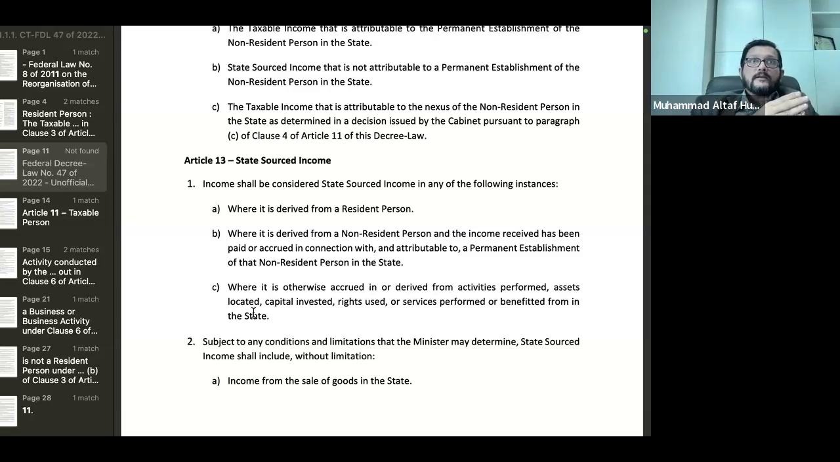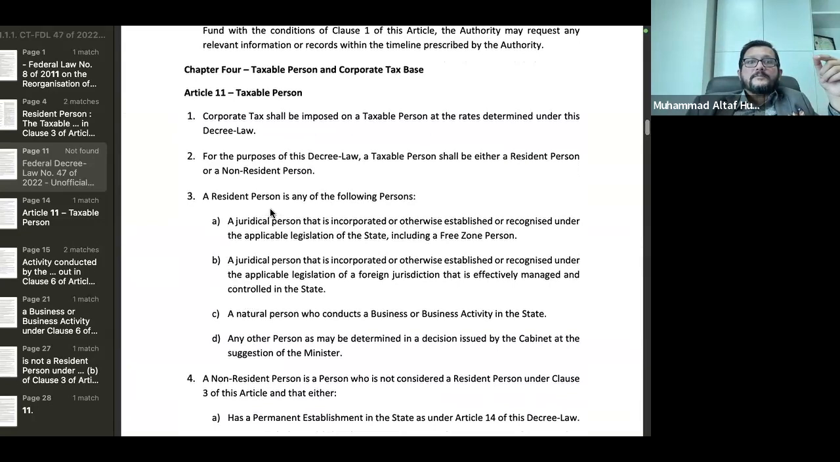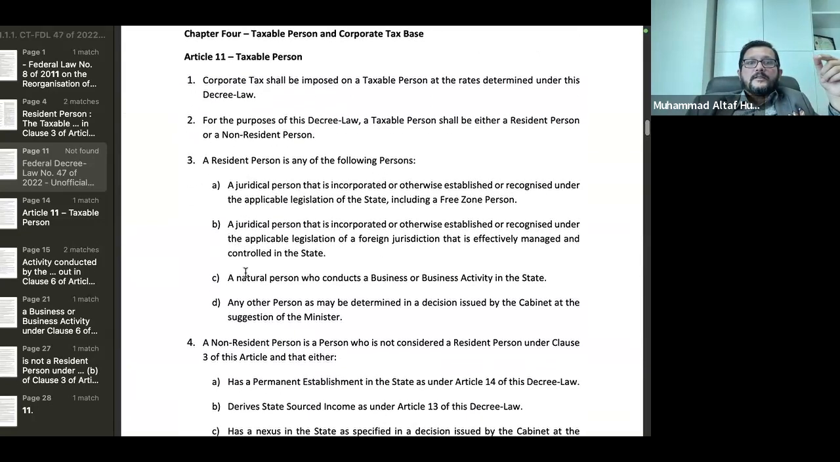Then we will have to look at their status. Are they individual natural persons? Because if they are natural persons, they will be taxed under Article 11, natural person. A natural person who conducts a business or business activity in the state. Is this in the state? Because their permanent establishment is in another state and they are natural persons.